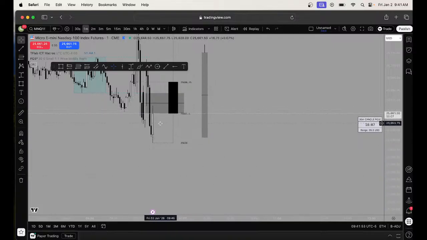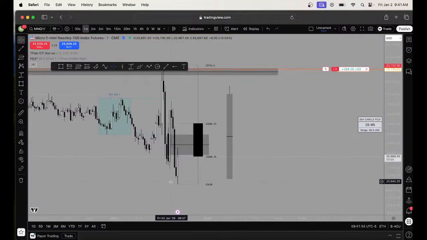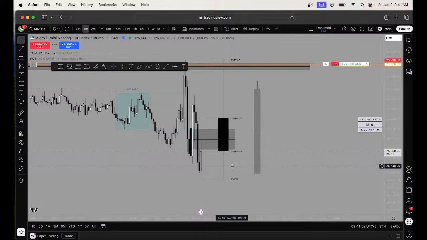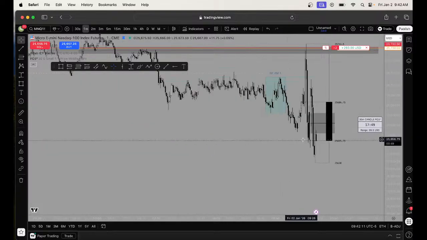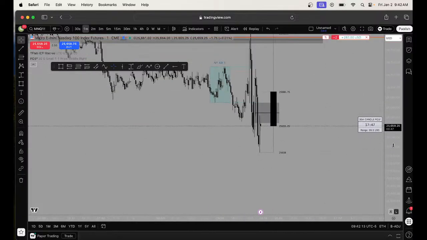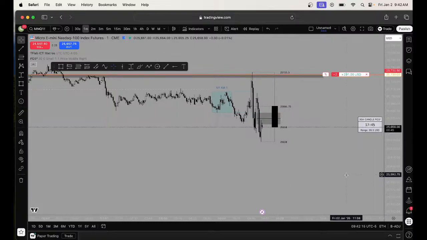I wouldn't do that here just because price action right here doesn't look good. It looks kind of choppy. Actually, you could. If we hit here, then yeah. But yeah.